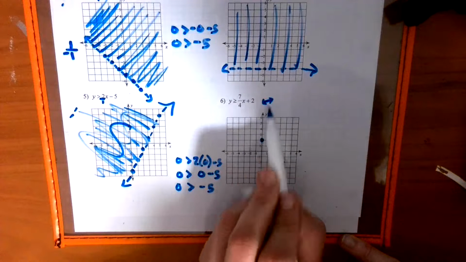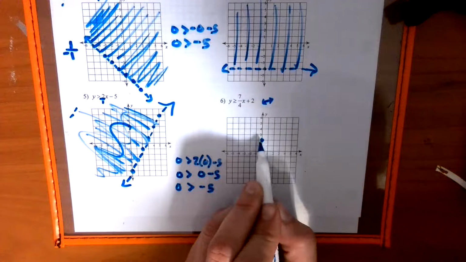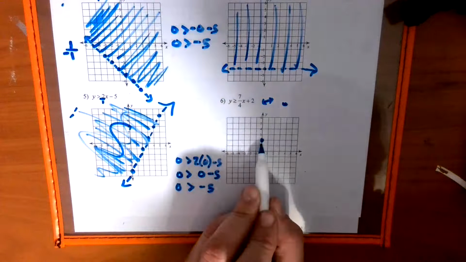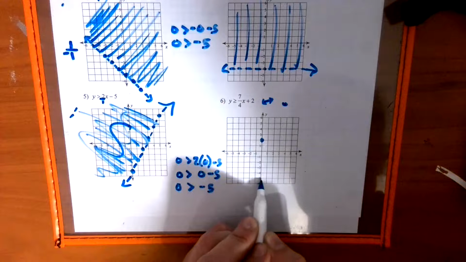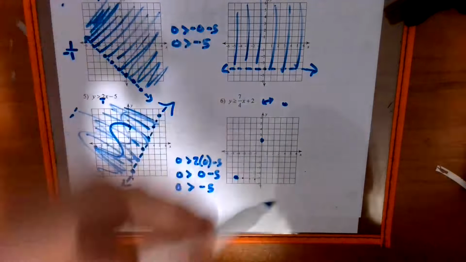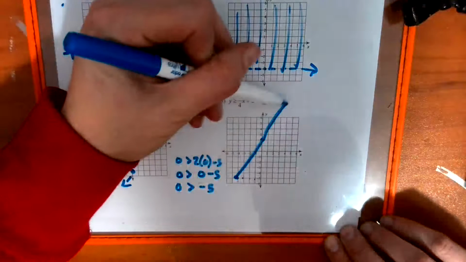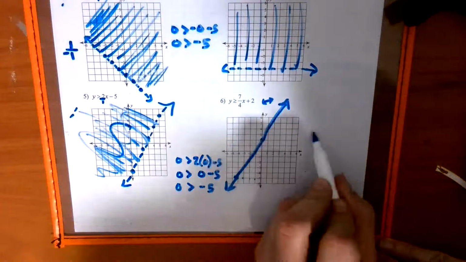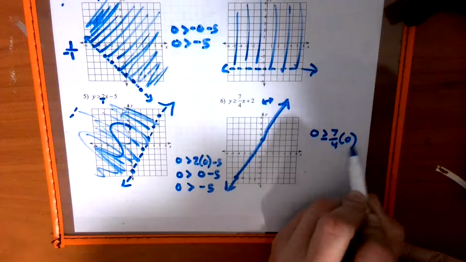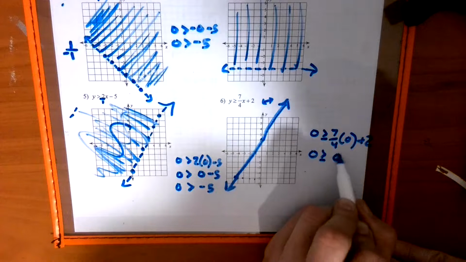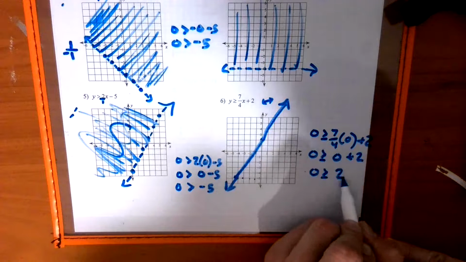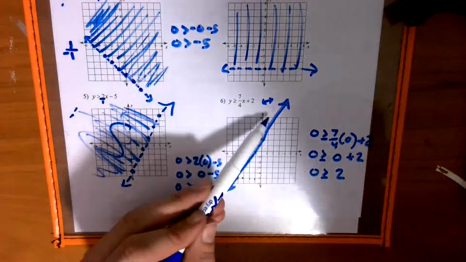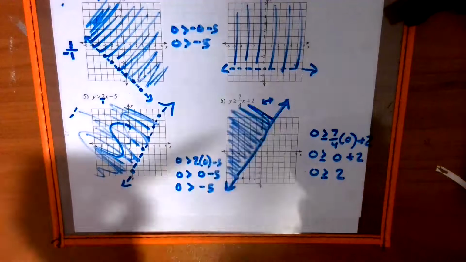This one is a solid line. We start at the 2, and it's an up 7 over 4. Up 7 is 1, 2, 3, 4, 5, 6, 7 over 1, 2, 3, 4, somewhere over there. That just gives you an idea of where we're at. We can check 0, 0. If it works, we shade down; if not, we shade above it. So 0 greater than or equal to 7 fourths times 0 plus 2, which is 0 greater than or equal to 2. Is 0 greater than or equal to 2? No, so we do not shade below it. We shade everything that's above it.